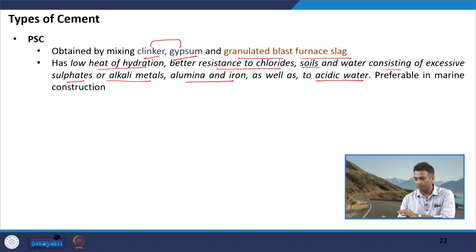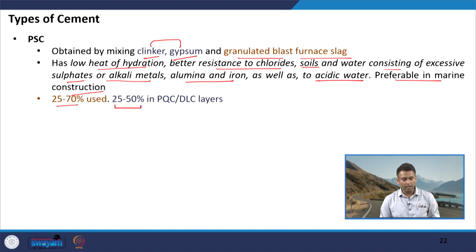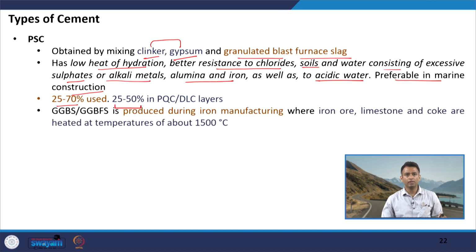And because it has high capability of reducing the sulfate attack, or providing high resistance to sulfate attack, it is usually preferable in marine construction. The dosage of the granulated blast furnace slag is typically 25 to 70%, and if we talk about Indian specification, we typically use the granulated blast furnace slag in the range of 25 to 50% in PQC or DLC layers.